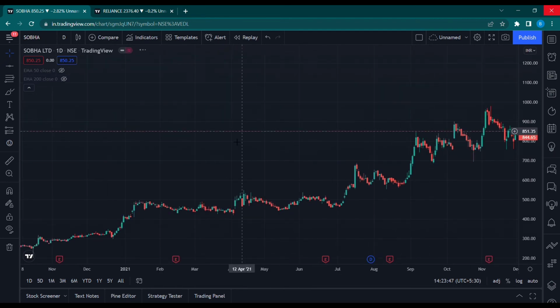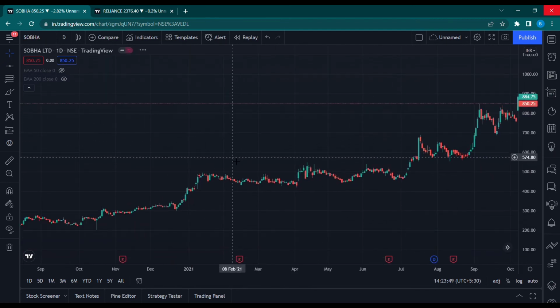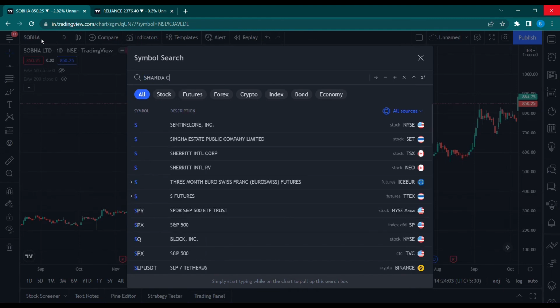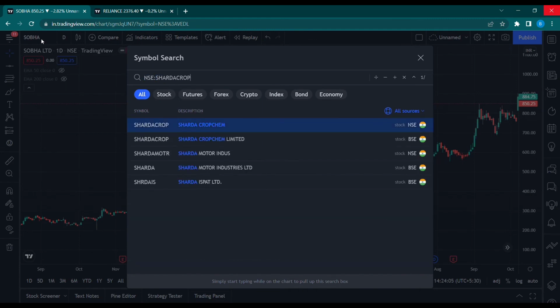I'll be sharing a few more examples of chart pattern trades, the trades based on chart patterns, which should give you a better idea. So let's proceed to that. I'll be opening Shraddha Prop Chemicals. So this is a trade.